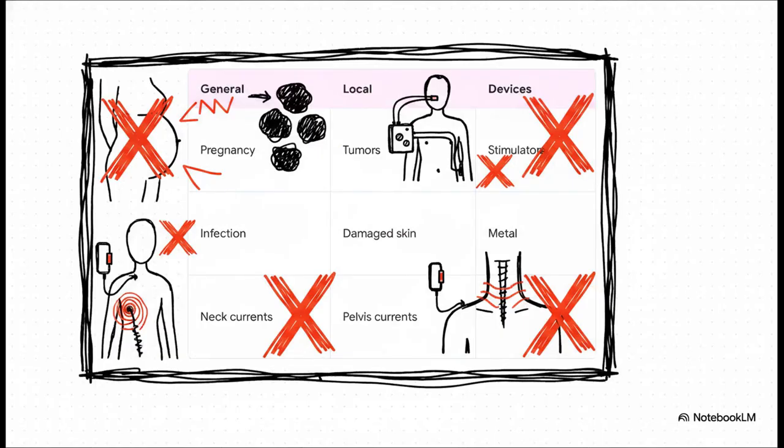But, as always, safety is paramount. You are passing electricity through the human body, so we absolutely must observe these strict contraindications. Keep IDC far, far away from patients with indwelling stimulators, like pacemakers. Keep it out of the pelvic and trunk areas during pregnancy, away from active tumors or infections, and whatever you do, never pass this current through the neck or over damaged skin.